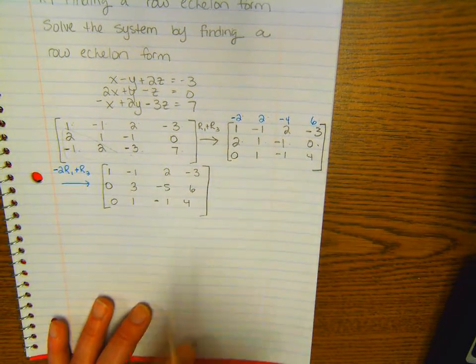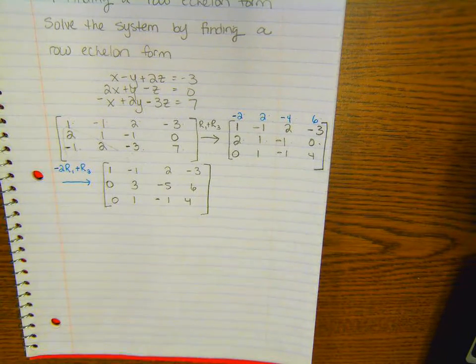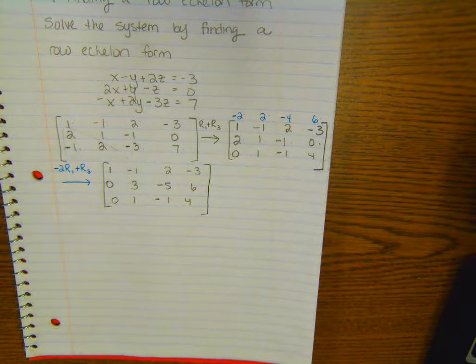Any questions so far? Molly? What if it was like the other one and you had to multiply both of those two? Yep, you can multiply. Sometimes it's going to take multiplying both rows by something.